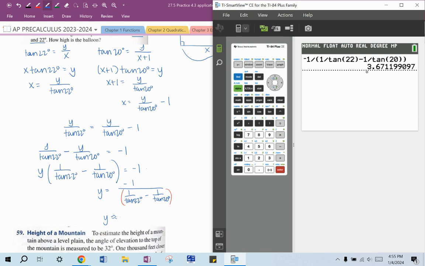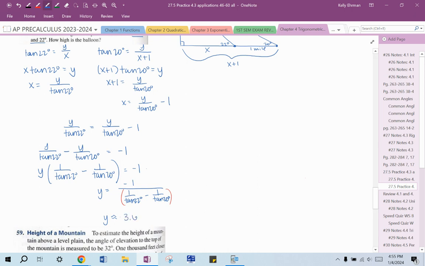And so I get that y is equal to 3.671. And this is measured in miles because the 1, the only number we had here, was the 1 mile between those two. What is the alternative way to solve this? Let's go back from this step here.